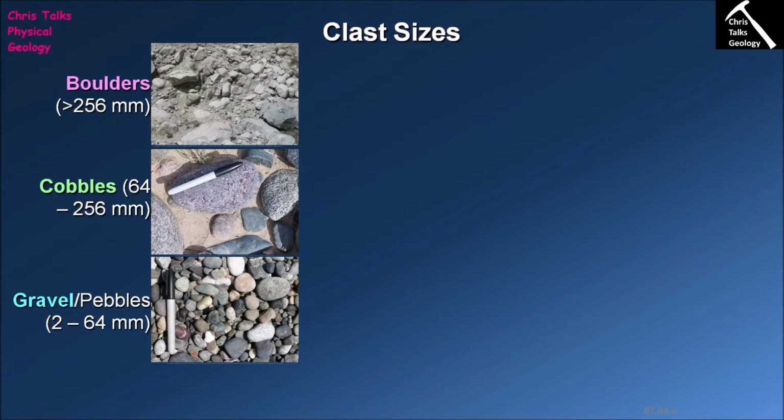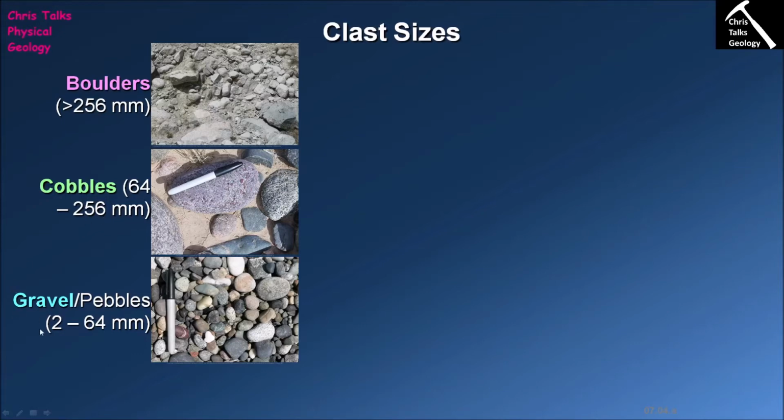So the first way that we can characterise a clastic sediment is by looking at the size of the clasts. And in order to do this, we have had to define clasts and split them into different size classifications. So the largest type of clast you can get is a boulder. And a boulder is anything which is larger than 256 millimeters in diameter. Under that we have cobbles, that's between 64 and 256 millimeters in diameter.